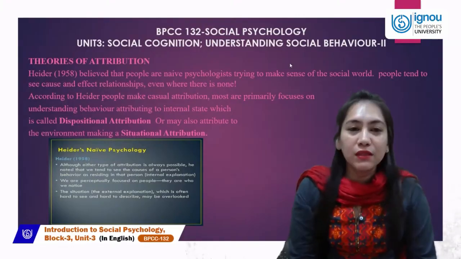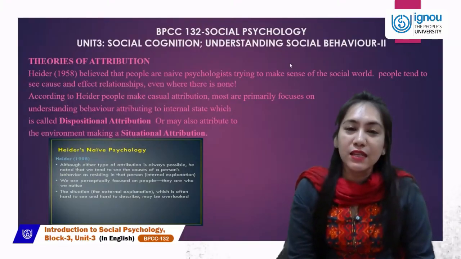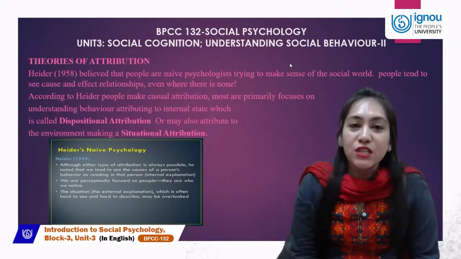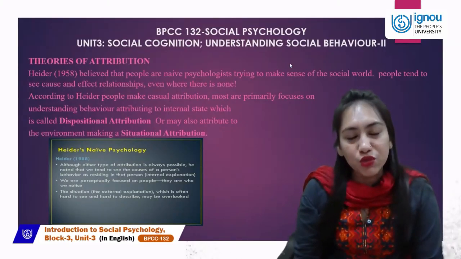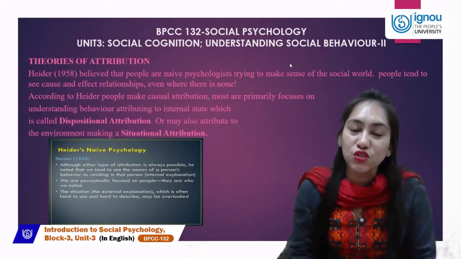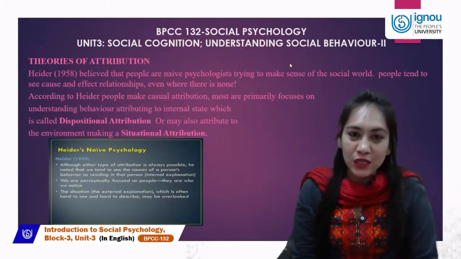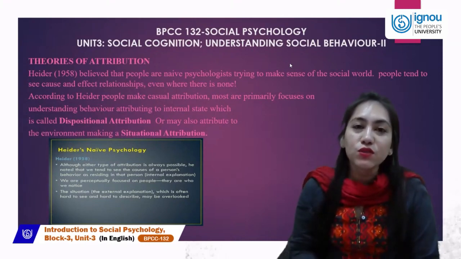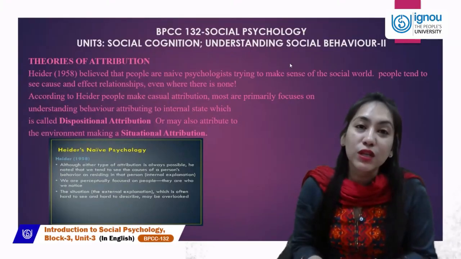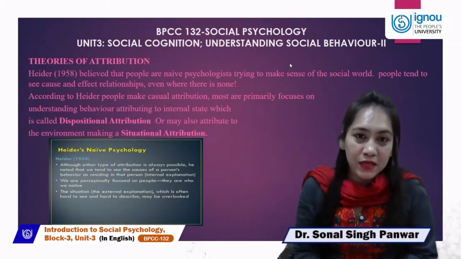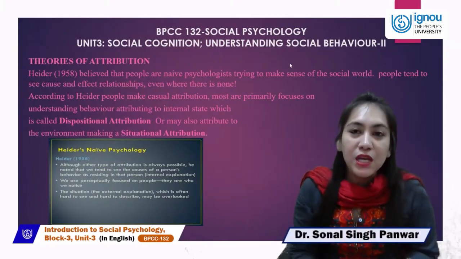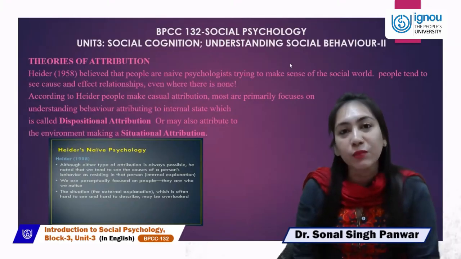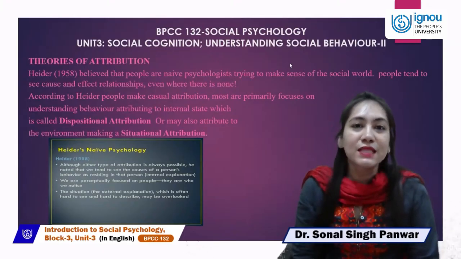We'll be continuing with the third unit today, social cognition, understanding social behavior. The last time we started with theories of attribution. To recap what attribution is, let's start from where social cognition begins and what it is. Social cognition is the thinking, reasoning, problem solving, the process of knowing which happens in a social condition, any social event. It could be a social interaction with people, an outing with your friends, anything associated with your interaction with people around you.